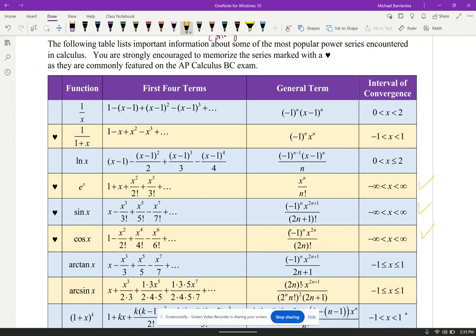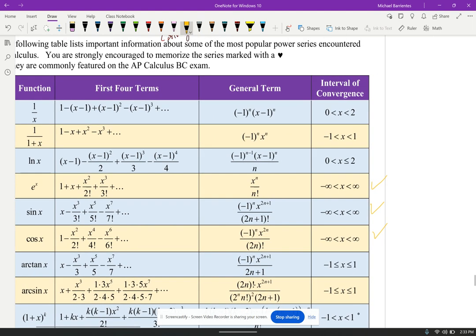It says, you are strongly encouraged to memorize a series marked with a heart. They are commonly featured on the AP Calculus exam. And here's why you're going to need to memorize them. In the next set of videos, we're going to talk about how if you know what the Taylor series is for e to the x, then you'll be able to know what the Taylor series is for e to the 3x squared. They look similar, but they're not alike. And yet, if I know what e to the x is, I'll be able to find the Taylor series for this.